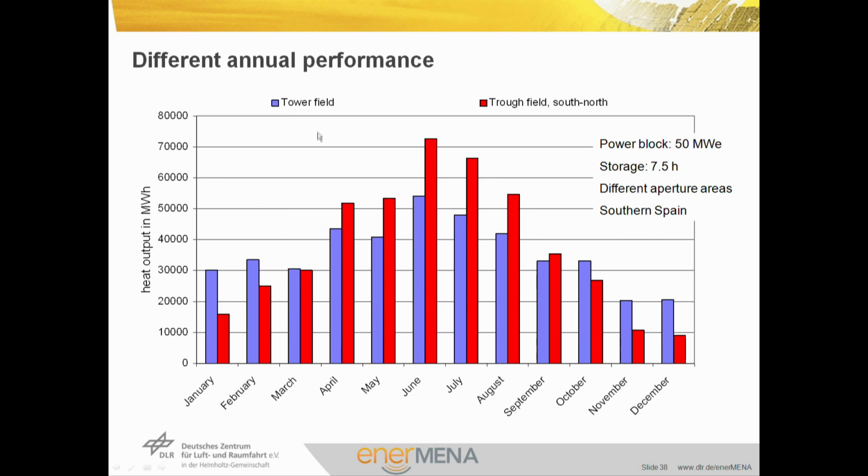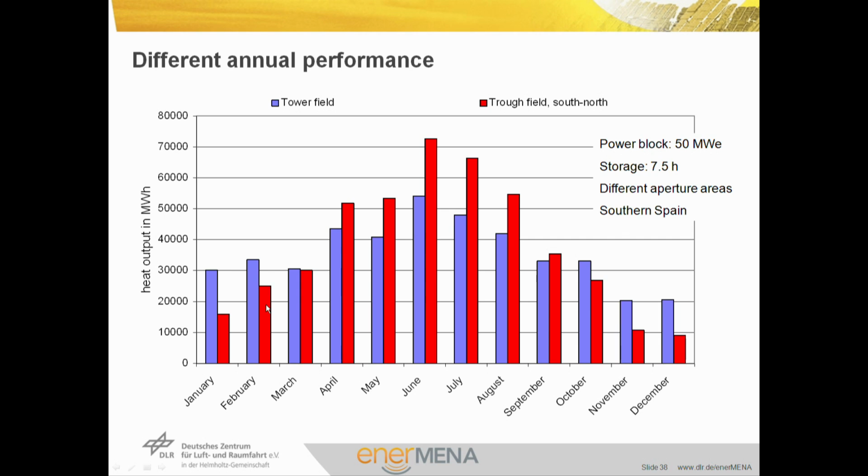I have talked before about the possibility to use Greenius to compare different technologies. So this is one example one can do with the results. Here, the heat output of the plant of a solar field for a tower field in blue and a parabolic trough field, which is south-north oriented, is shown. Both plants have a size of 50 megawatt electric, 7.5 hours storage. They have, of course, different aperture areas, and both are located in southern Spain.